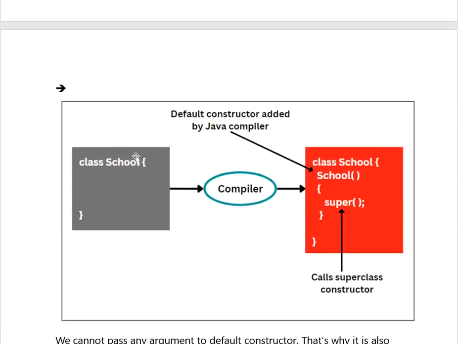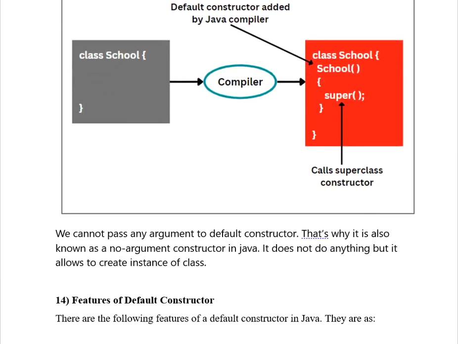See, here we define a class School and here we didn't declare any constructor. But by the compiler, this constructor will be generated. We cannot pass any argument to the default constructor. That's why it is also known as a no-argument constructor. Also, the question is asked like, what is a no-argument constructor? So, the default constructor and the no-argument constructor are the same.